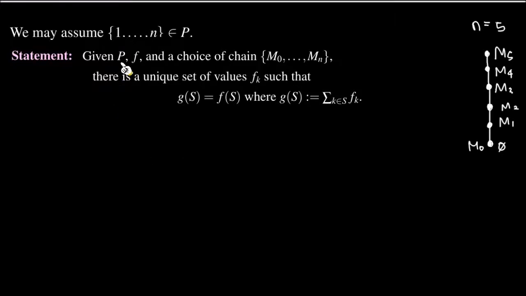So P, a collection, is given, and the function is given, satisfying that inclusion-exclusion principle. And the choice of chain, we choose it, that's possible because of one of the properties. Then I was saying that there's a unique set of values fk like that, and we define g. Once you define g like that, we want to show that our function g is exactly the same as the function f. So the only difference here is that I defined this new function, and it depends on the choice of the chain. So that's a slightly more detailed version of the original problem.